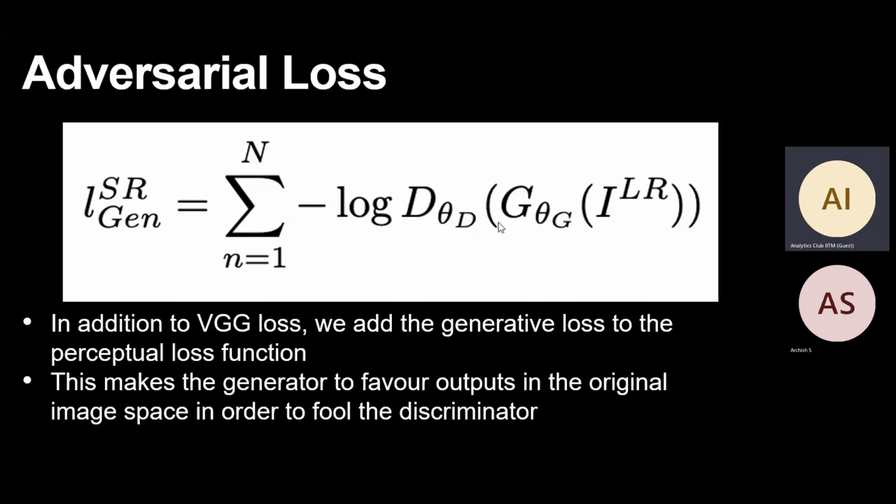And then we come to adversarial loss. You want the generator to fool the discriminator. So this is the adversarial loss that actually concerns the generator.